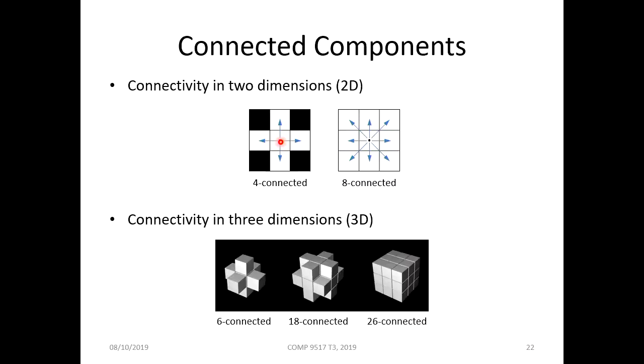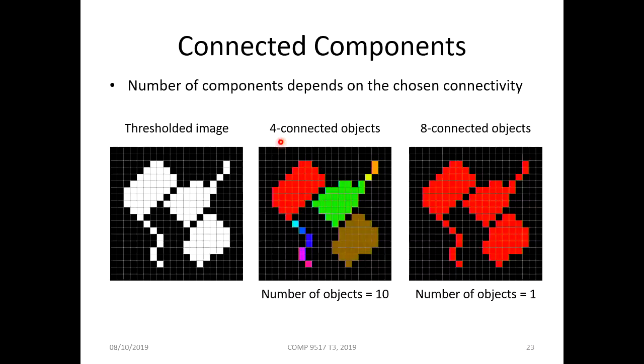But now let's see what happens with this connectivity. We had this thresholded image, and trust me, it's exactly the same one I showed before. If you take 4 connectivity as the criterion to determine whether pixels belong together or not, you end up with 10 objects, because you have a lot of pixels that are diagonally connected, but not top, bottom, left, right. So they're considered to be separate objects. Whereas if you use 8 connectivity, then the number of objects is 1, because they're all connected.